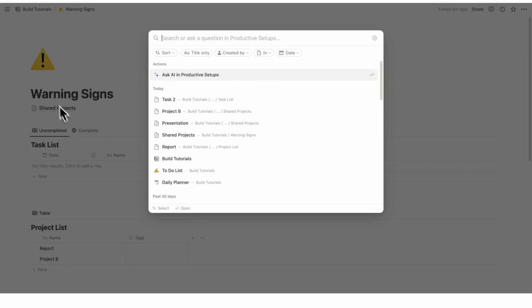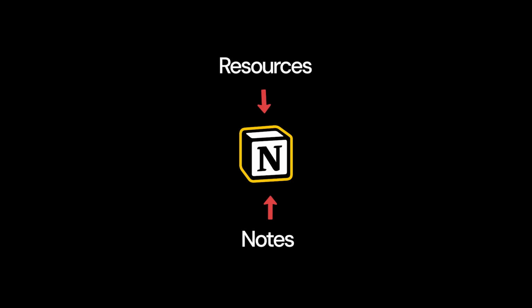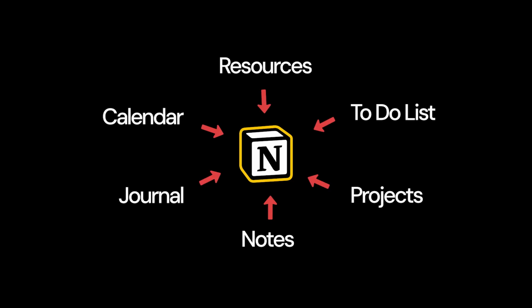So let's say on my warning signs page, I have a ton of text. I could say, hey, I only want to search stuff in the warning signs page. And I can even search by date. So if you're capturing all your notes in here, all of your resources, all of your journaling and everything in the one place, you can search this brain.